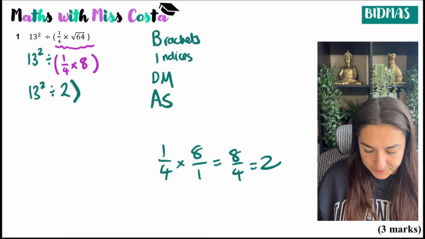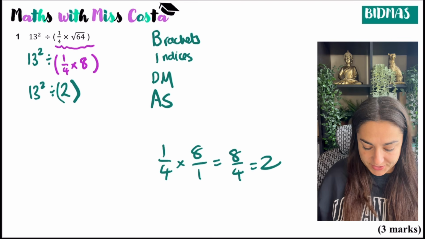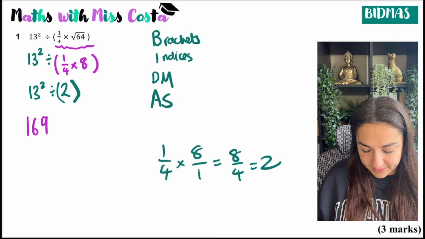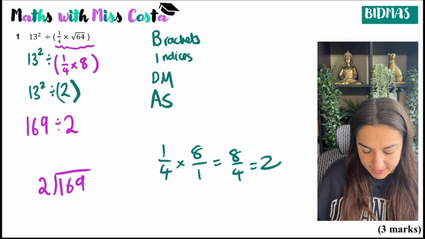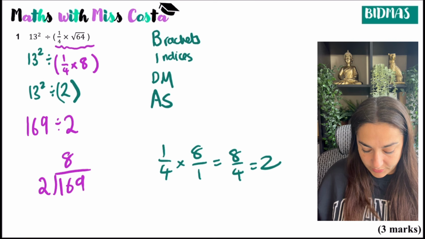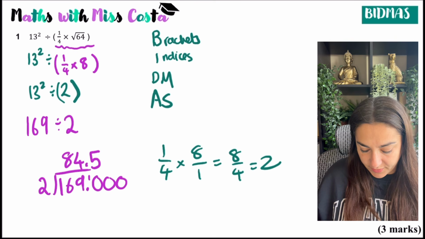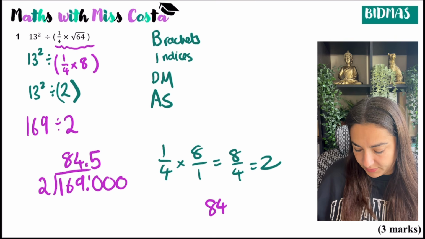And then I can just work from left to right because I'm just left with division. So 13 squared is 169 divided by 2. I can just use my short division. So 2's into 16 go 8, 2's into 9 go 4, remainder 1. I've run out of numbers, so I'm going to put zeros there. 2's into 10 go 5 times, so therefore the answer is 84.5.